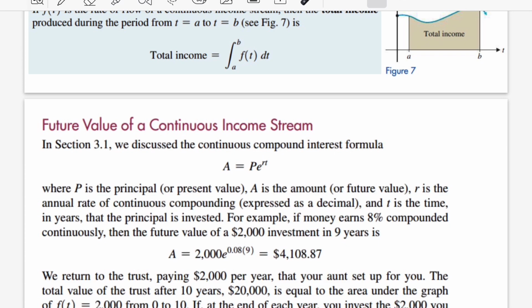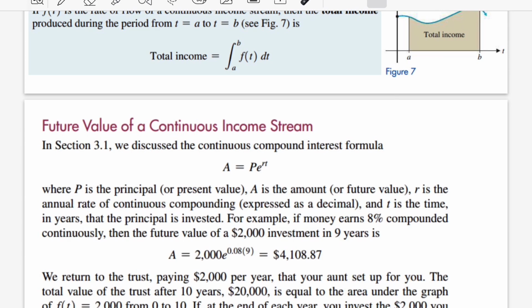So for example, if money earns 8% compounded continuously, then the future value of a $2,000 investment in 9 years is given by this here. So we plug in all of our known information. We know we're starting with a $2,000 investment, so that's going to be our P. We know we're going to have 8% compounded continuously, so we convert 8% to a decimal, and that's going to be our R here. And then our time in years is 9 years, so that's our T there.